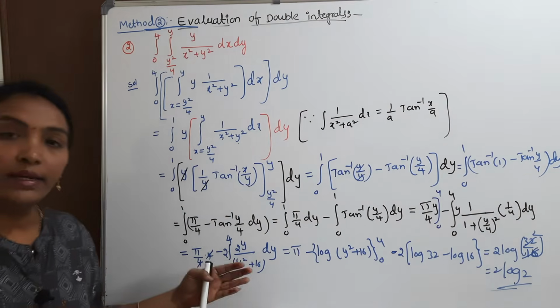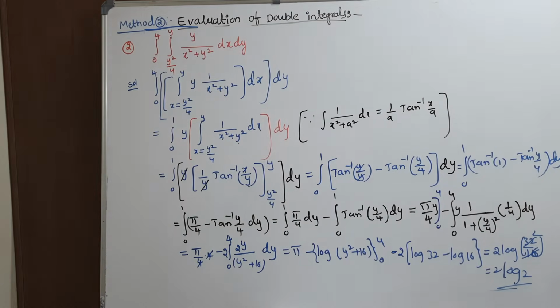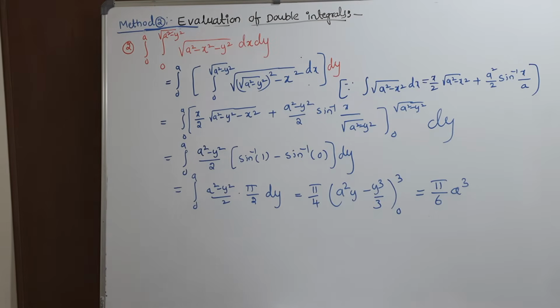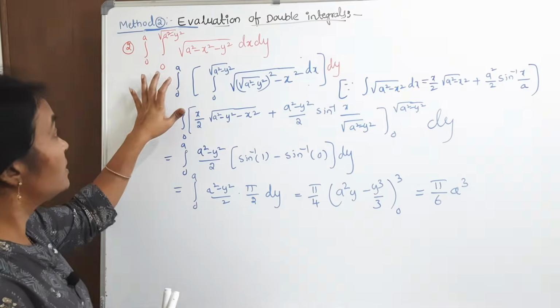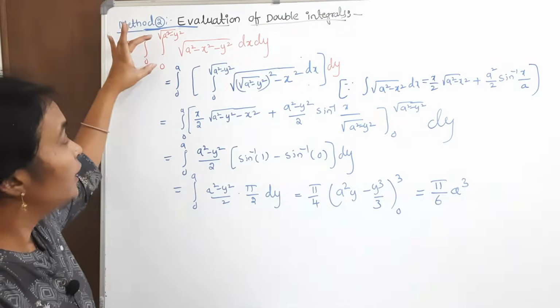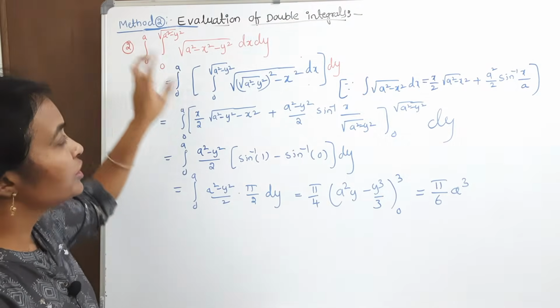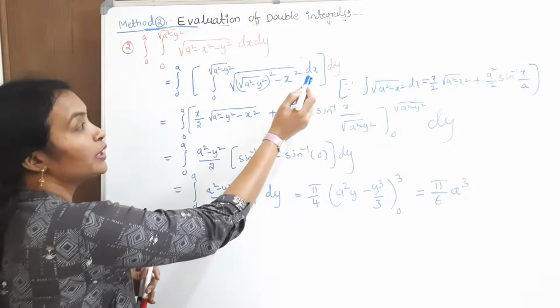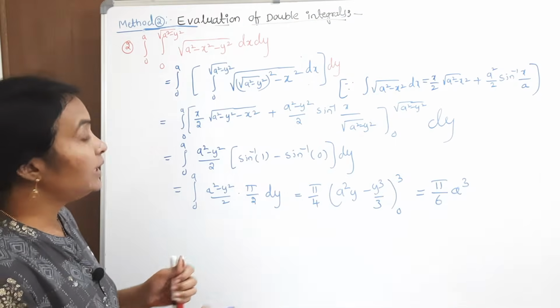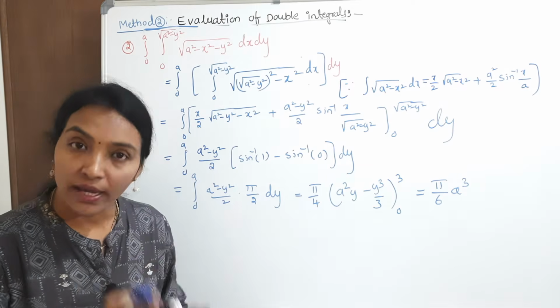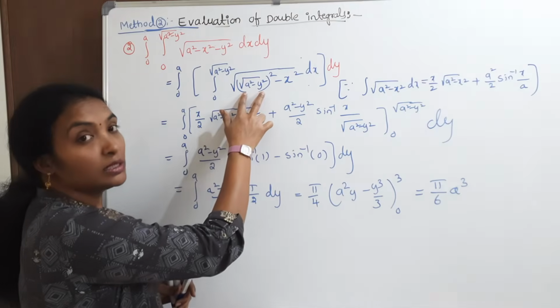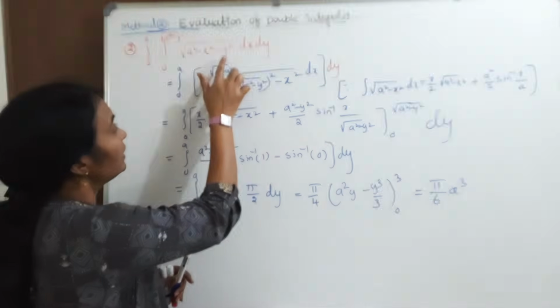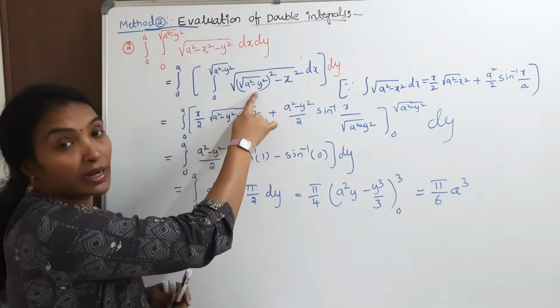Okay, look at the next problem. See all of you, the same problem we already did in our method 1 also. Here it is a little bit different, 0 to this. The limits are in terms of y, which means we integrate with respect to x. For my convenience I am integrating with respect to x, so the constant term should be in terms of y. That is why I wrote this term here as a square minus y square.